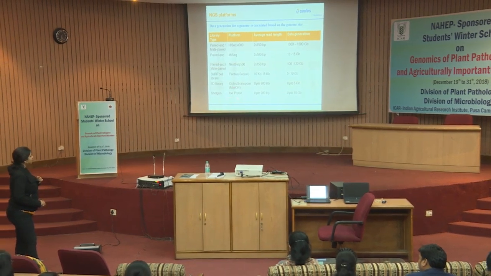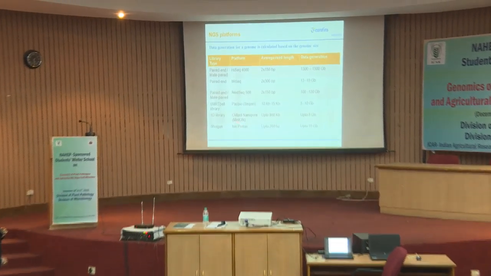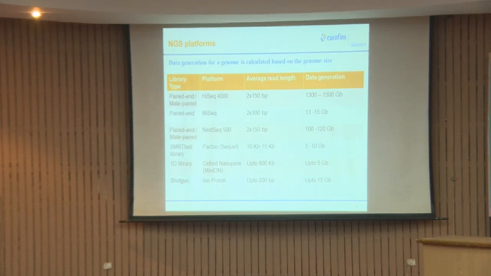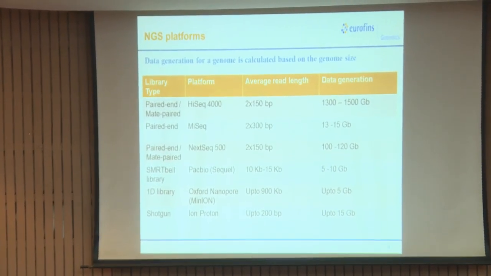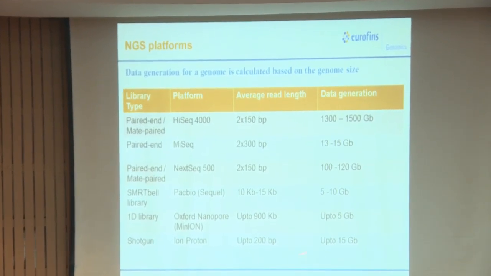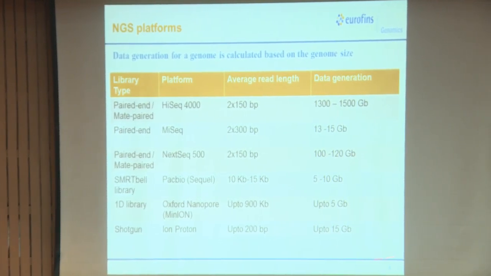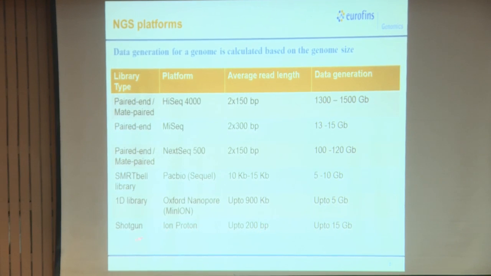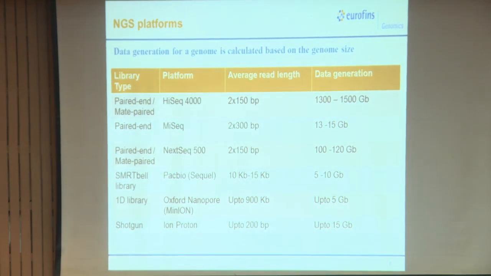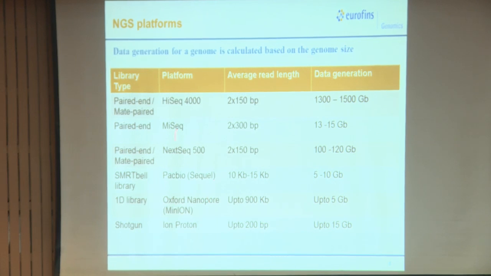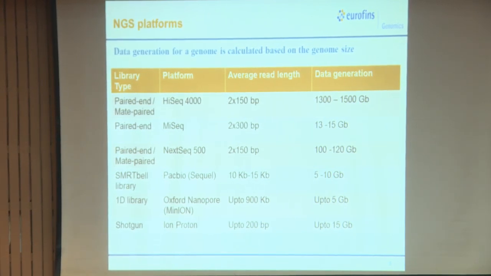We also have a platform called Ion Proton or Ion S5, which is a Thermo based platform, which also gives you around 15 GB in one run, goes up to 200 base pair, but this is mainly for very small genomes. So, if you are doing bacteria or something, and if you have the setup, you can go for this platform as well. But the main players in the market are Illumina and PacBio.